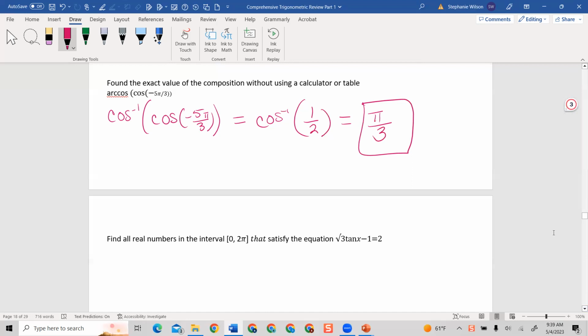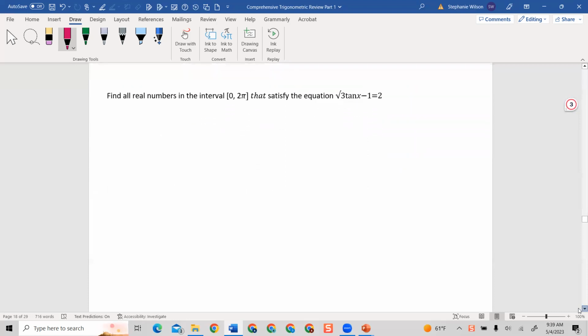So now let's go. My apologies, let me clean this up. Let me scroll down a little bit. We want to solve the next one. It says find all real numbers that satisfy the equation square root of 3 tangent x minus 1 equals 2. What we need to do first is get tangent x by itself, and then isolate x.